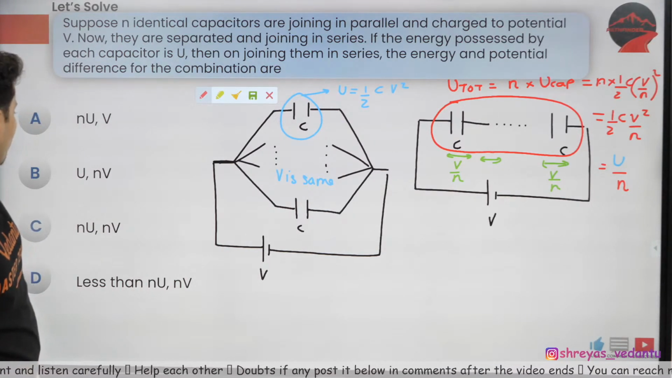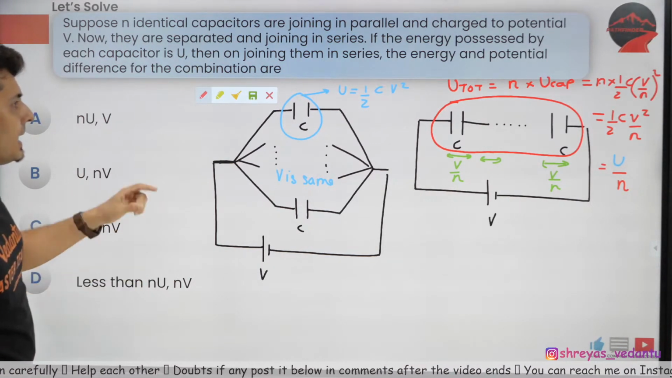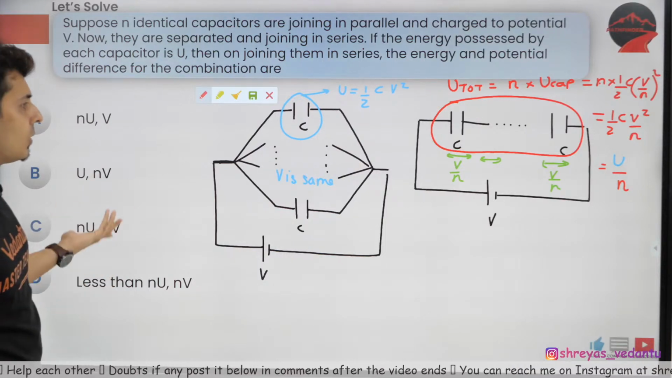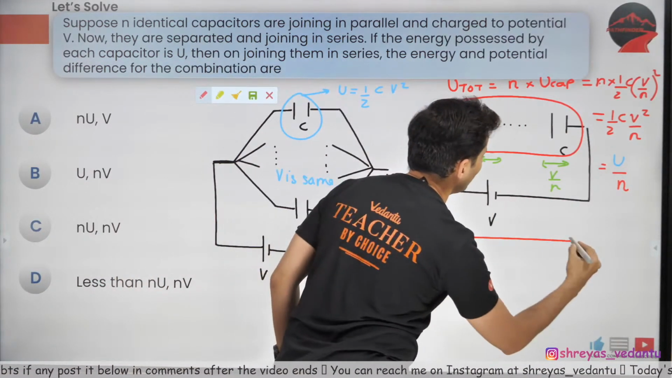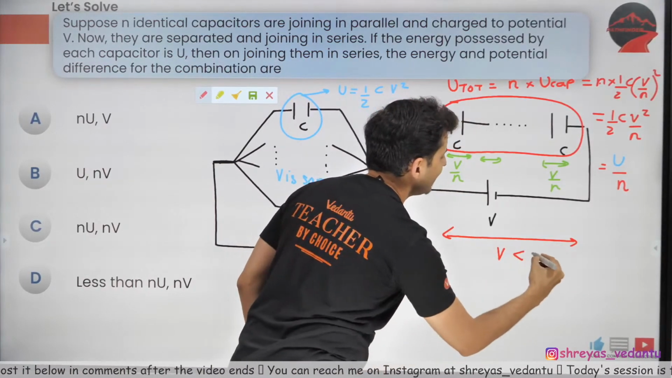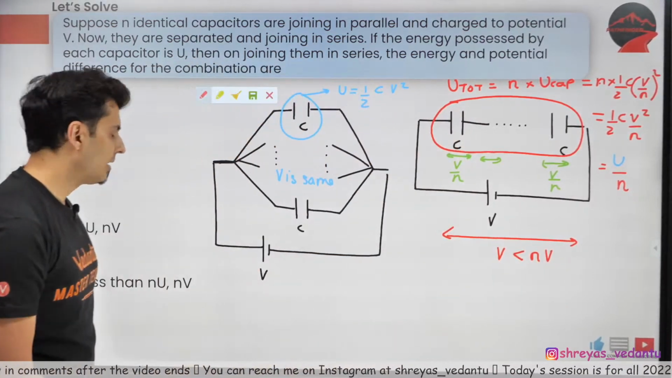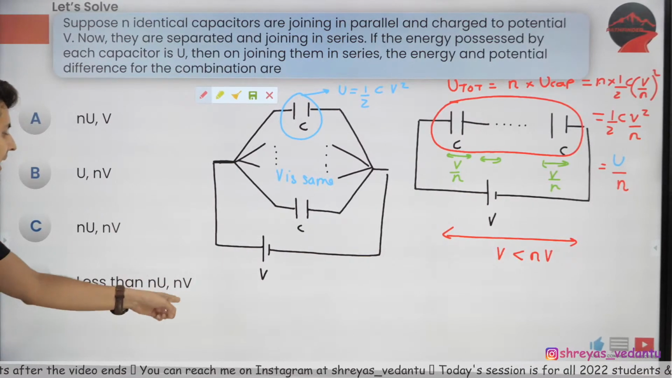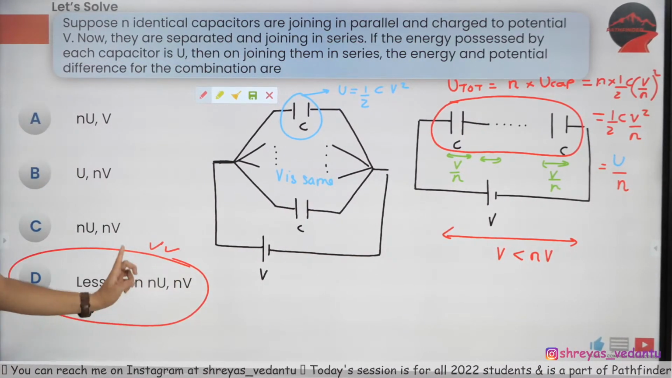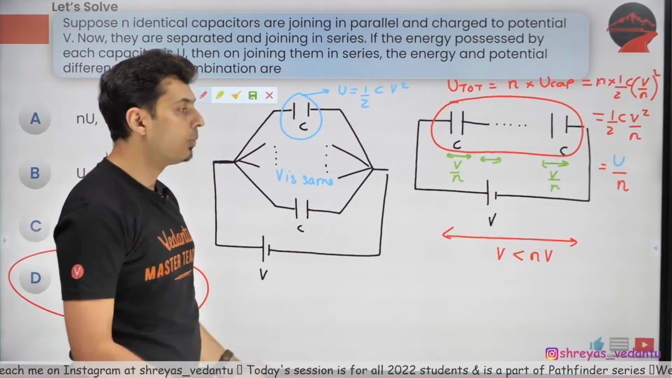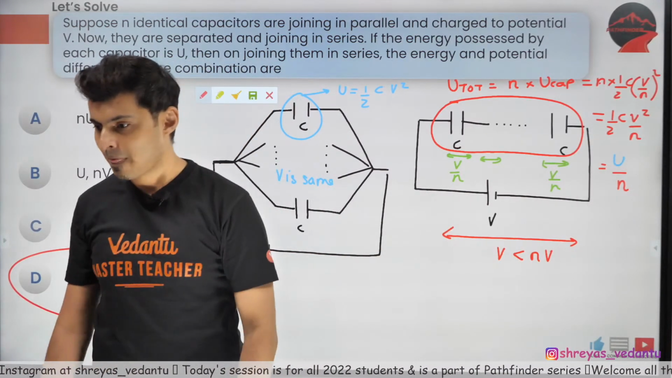The total voltage will be less than NV also, obviously. What will be the total voltage? The total voltage will be V, obviously V is less than NV, you can see that. So it is less than Nu and also less than NV, hence option D is correct. Yep, less than Nu and less than NV, both of them. That's it. I hope this is clear.